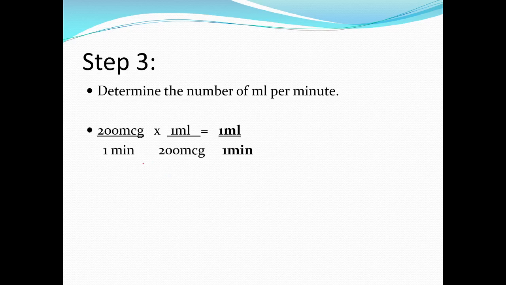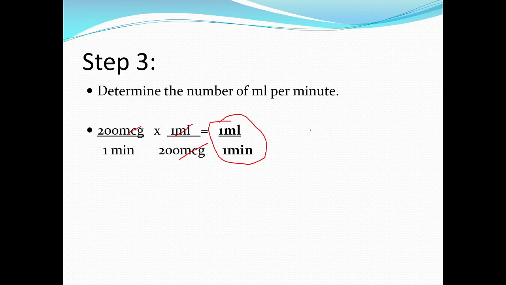Now we want to determine how many mils per minute. So if we want to give 200 micrograms per minute, and we know that the concentration is 200 micrograms per mil, we're going to put these opposite each other. I'm sorry, that mil is not crossed off. The micrograms are crossed off. Okay, so then we have 200 micrograms divided by 200 micrograms, because it's the concentration, we want to give 1 mil per minute.